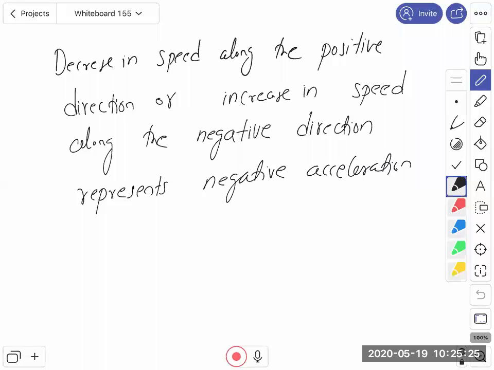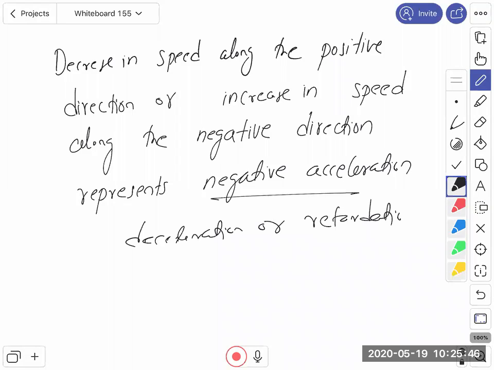So then what is retardation? Same. Retardation and deceleration or negative acceleration, all are the same. Negative acceleration, deceleration or retardation, all are basically representing the same thing only.